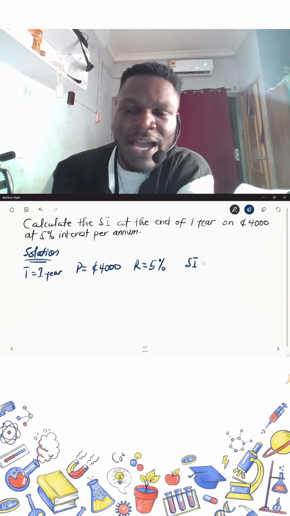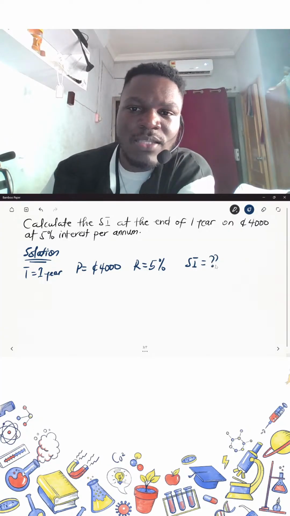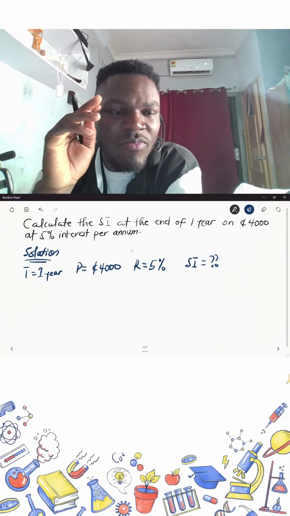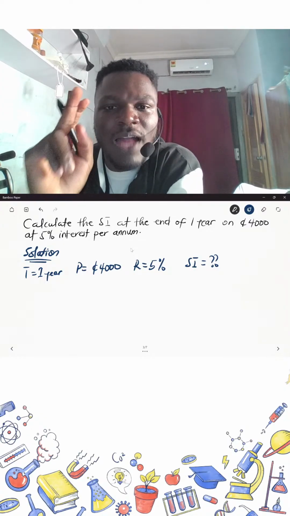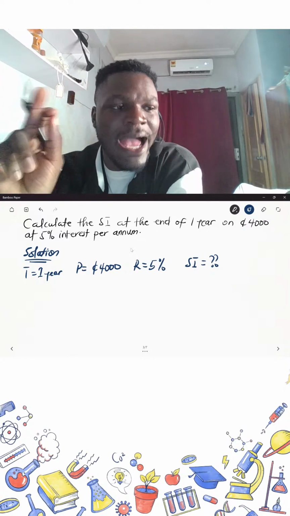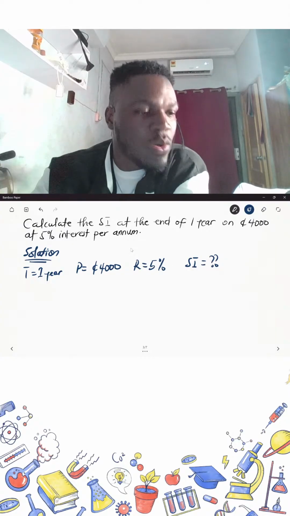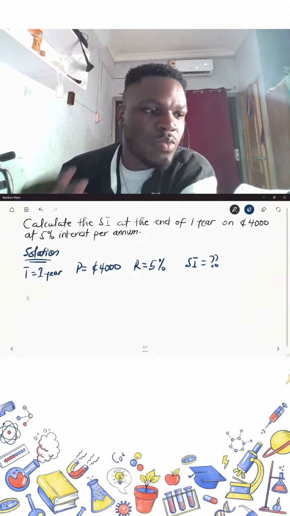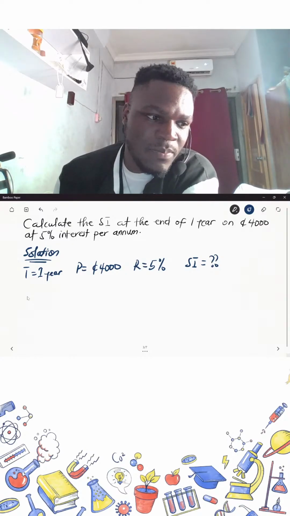So my SI, or the simple interest, that is what I do not know. Okay, so now I know that I have my time, I have my principal, I have my rate, and I do not know the interest that will be calculated on that amount of money. So all I need to do here is to write the formula for the simple interest.